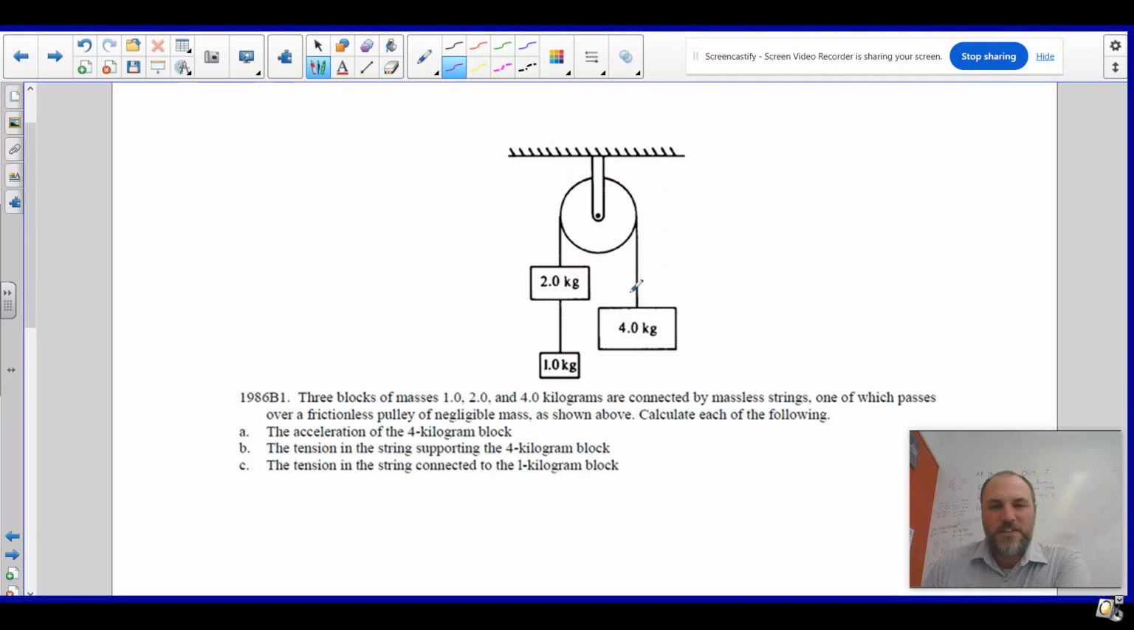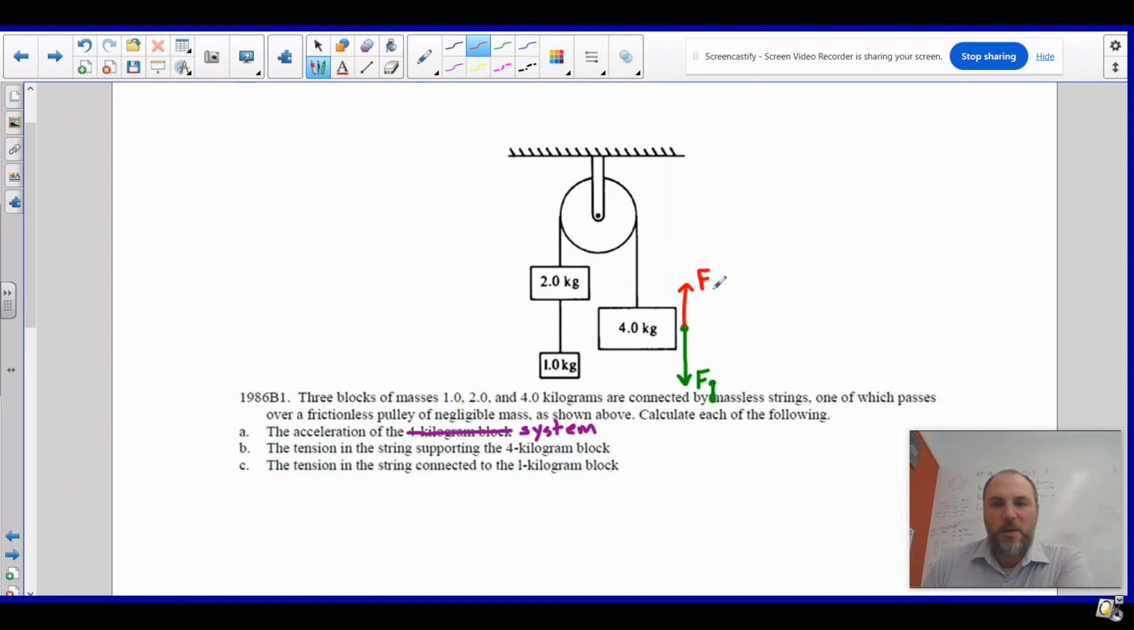While this is a system, instead of just trying to find the acceleration of the 4 kilogram block, I'm going to find the acceleration of the entire system when this is released. So what I'll be doing is drawing a free body diagram for each of these masses, and I'll color code it so that anything that is in the direction that the system moves, I'll do in green, and anything that's against the motion of the system, I will do in red.